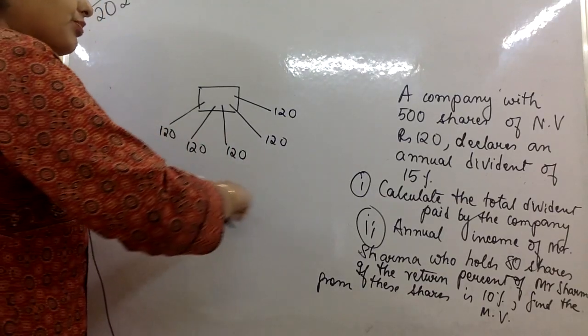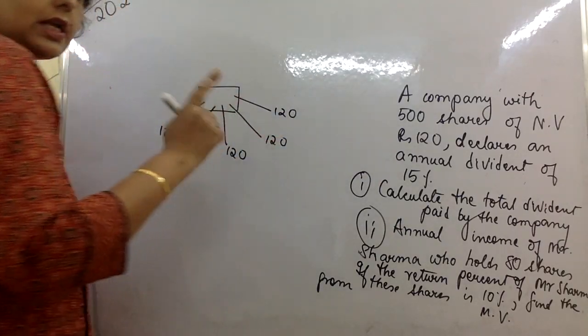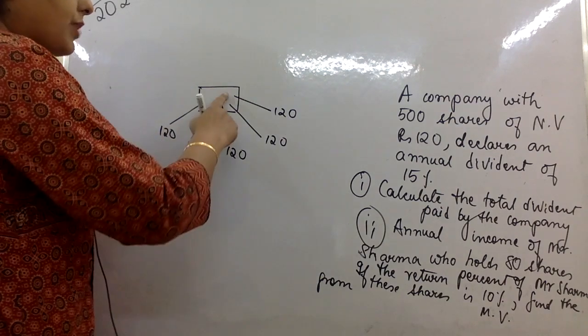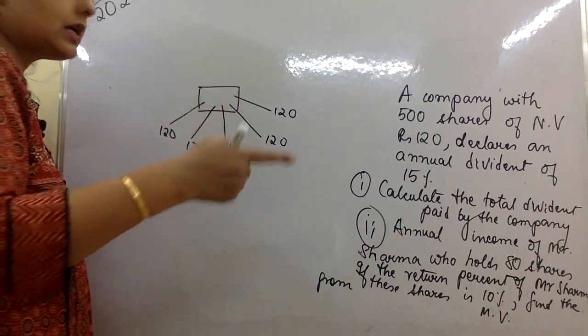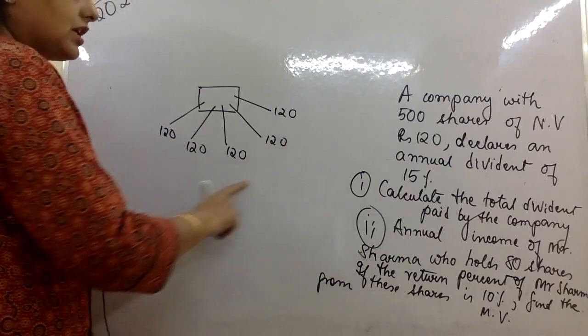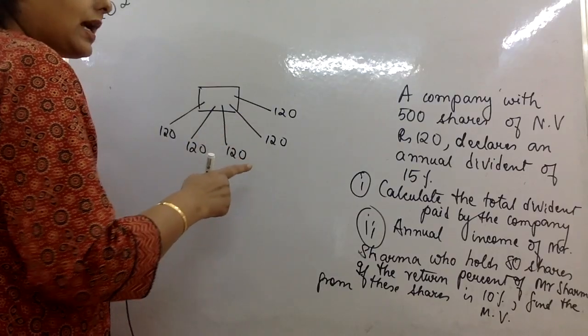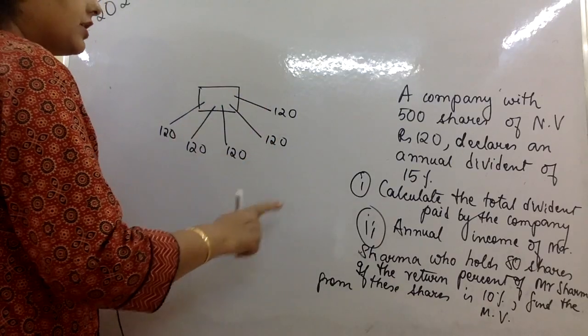So he sells many shares. How many did he sell? He sold 500. Now when these shares are bought directly from the company, it is called the nominal value. That's the nominal value. And the company declares a dividend of 15%.